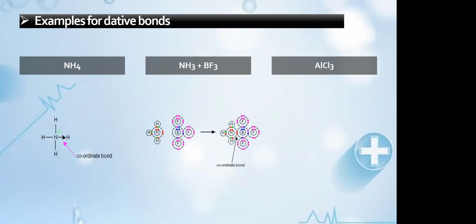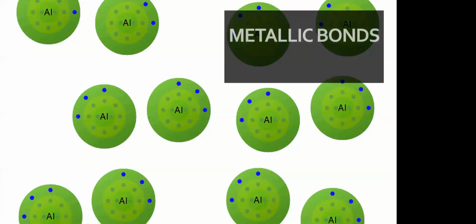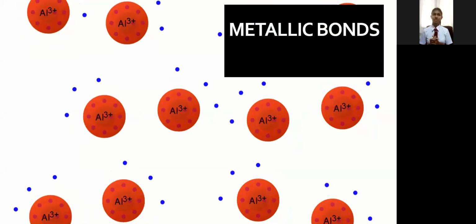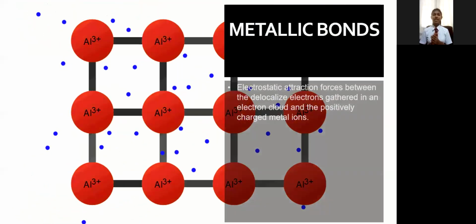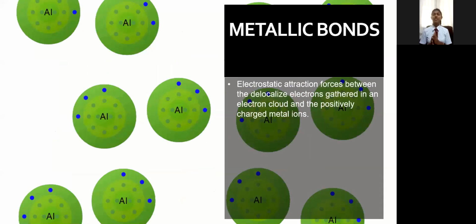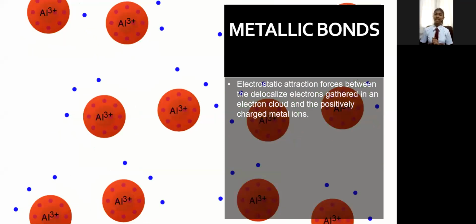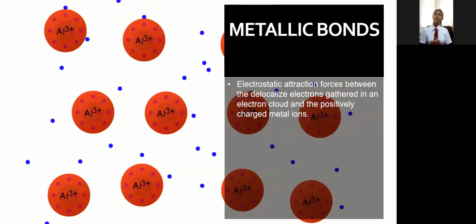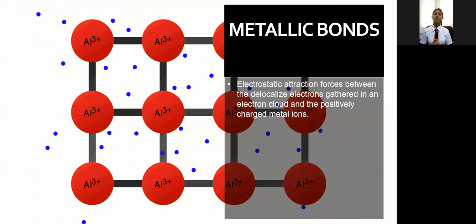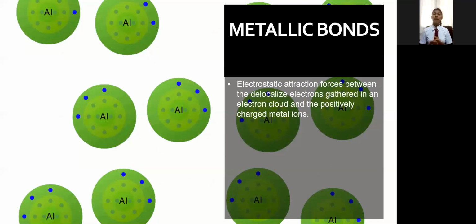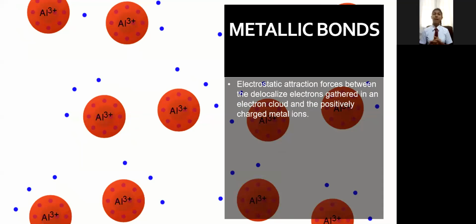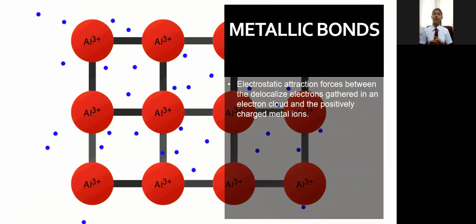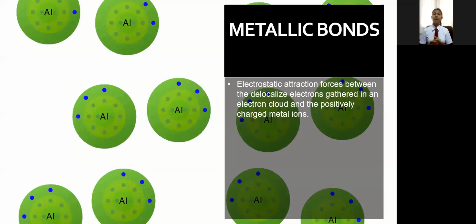Thank you, Radhipa. I'm Tashini Sirivardhana and today I'm going to talk about metallic bonds, where the electrostatic attractive forces between the delocalized electrons gathered in an electron cloud and the positively charged metal ions form metallic bonds. The binding energy of metallic bonds is less than both ionic bonds and covalent bonds. These metallic bonds are only present in one state, and that is the solid state.